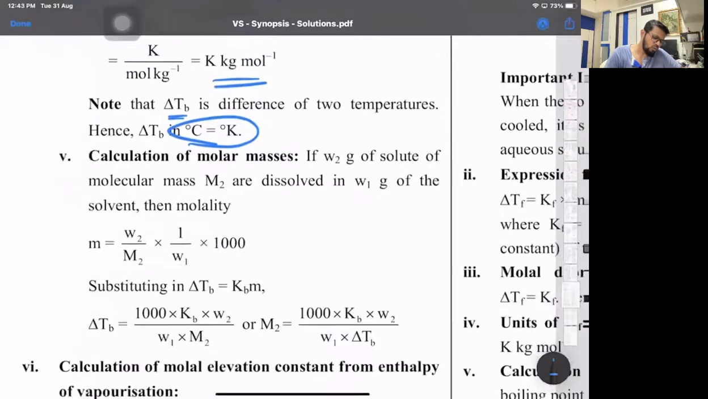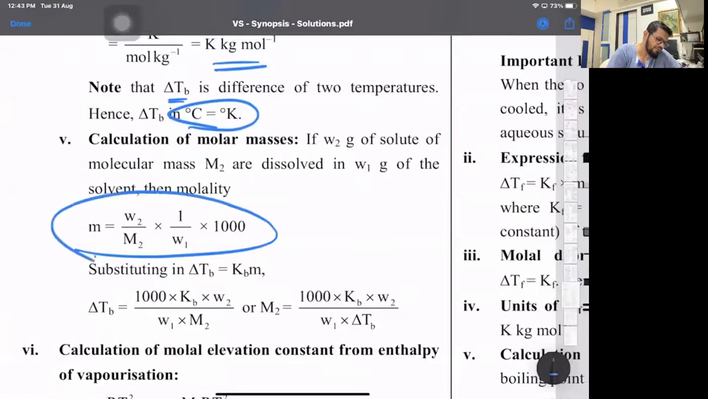Then depending on this, delta TB is Kb into m, we can calculate the molar mass, because we have the molality formula. So delta TB is Kb into m, where m is W2 by M2 into 1000 upon W1, subject to all being in grams.